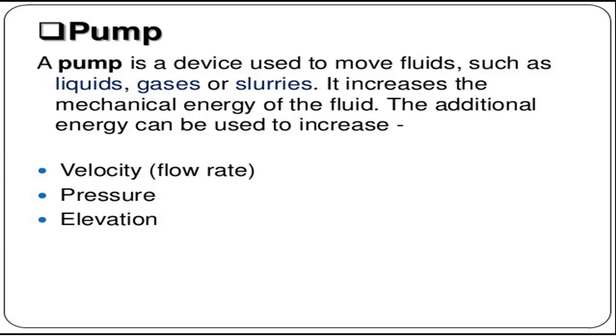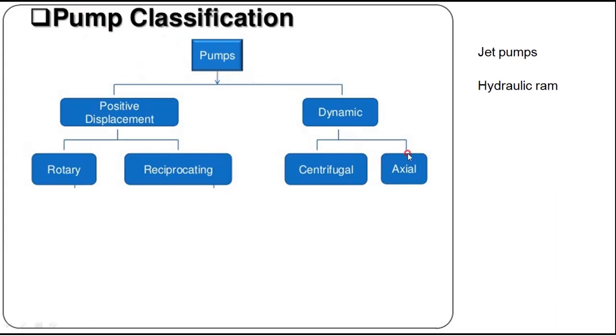Obviously the third point is the elevation. Wherever there is an elevation difference, you can use a pump. Pumps are divided mainly into two types: positive displacement pumps and dynamic pumps. Positive displacement pumps are further divided into rotary displacement pumps and reciprocating displacement pumps. Dynamic pumps are also divided into two parts: centrifugal dynamic pumps and axial dynamic pumps.